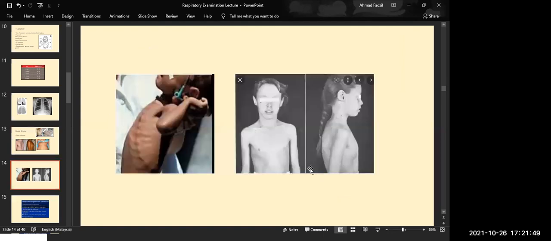This is horizontal sulci. This chest deformity is the rickety rosary, due to vitamin D deficiency.